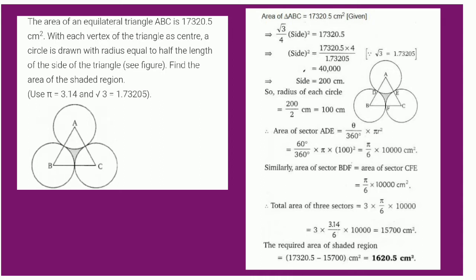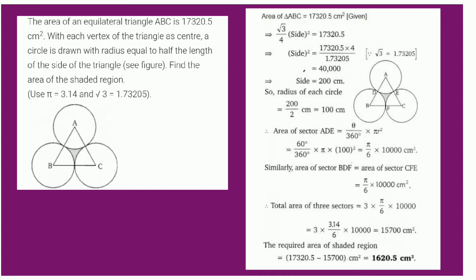Here we know in the figure we have three sectors that are equal. So multiply 3 into pi by 6 into 10,000. So pi means 3.14, it is given in the question. So 3 into 3.14 divided by 6 into 10,000. So you will get 15,700 centimeter square.